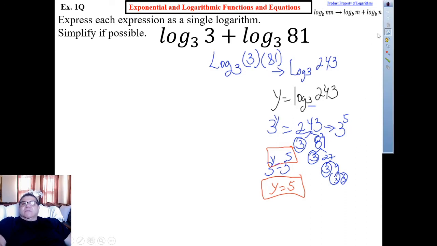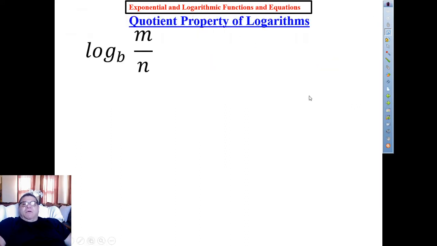So from there we got to the quotient property of logarithms.